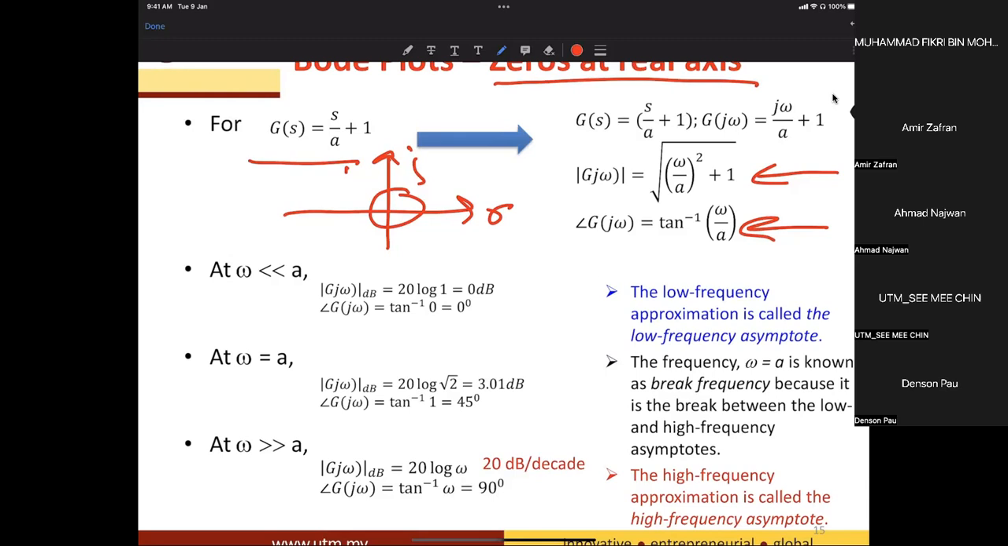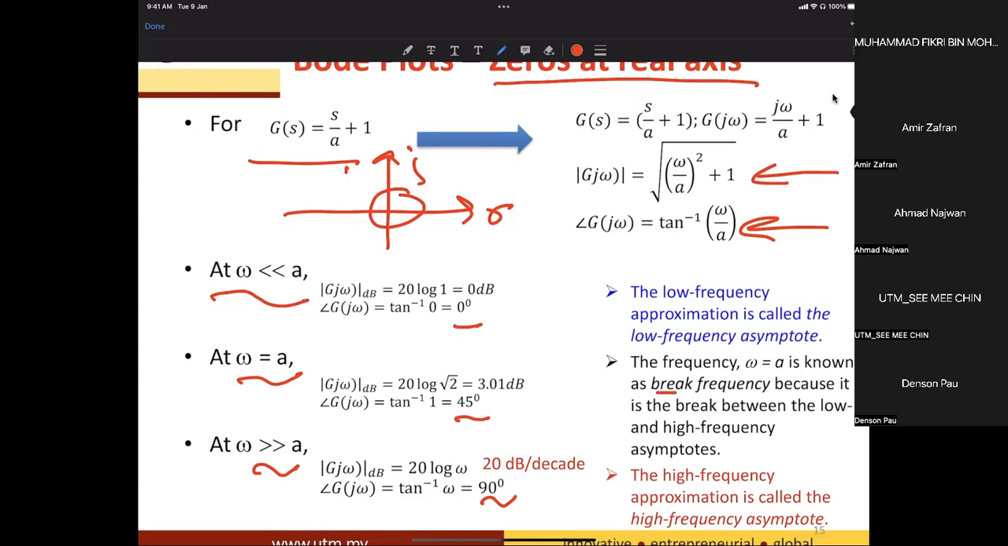So to plot the Bode plot, we have to apply 3 assumptions: omega very small compared to a, omega equal to a, and omega greater than a. When omega is less than a, the phase is 0 degrees, when omega equals a, 45 degrees, and when omega is greater than a, 90 degrees. This is the high frequency approximation, which we call the high frequency asymptote.